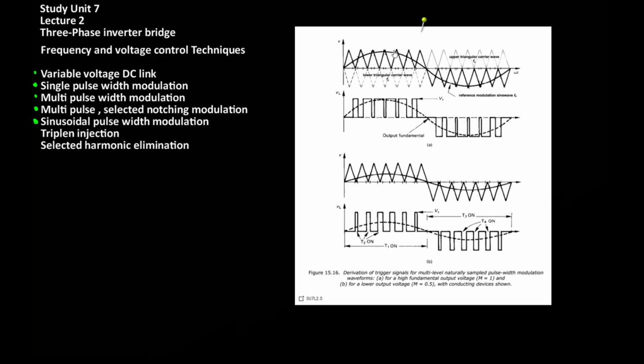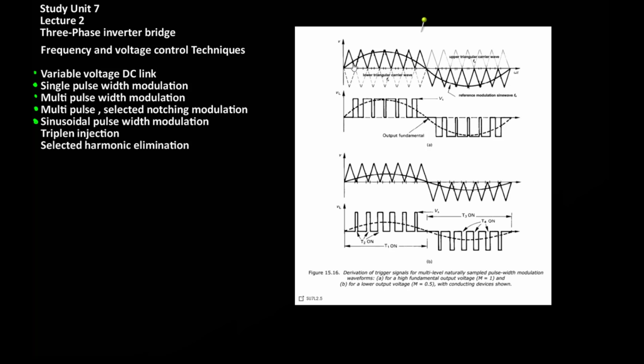There are several ways in which this can be done, and they are categorized into one of two categories. The first is natural sampling, and the second is regular sampling. First going to discuss natural sampling, and then move on to the regular sampling technique. So within natural sampling, there are another two categories. The first is synchronous, and the second is asynchronous.